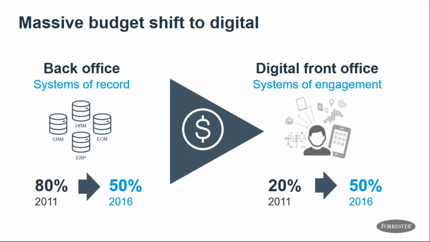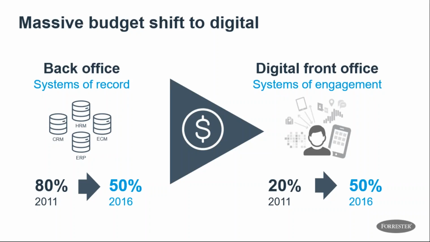As you can see here, this is one of the survey results showing a massive budget shift to digital. A lot of enterprises, whether they're e-commerce or manufacturing or banking, have done a lot of work in the past in the back offices with systems like CRM, HRM, ERPs. Those are still needed, but the budget has moved from about 80% in 2011 to 50%.